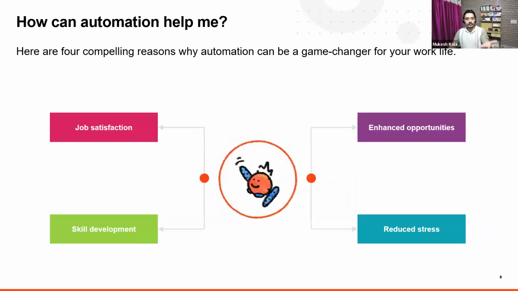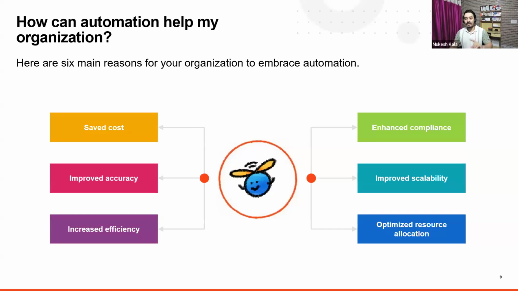How can it help you as an individual? Job satisfaction. If you are at a job, it will give you job satisfaction that you are doing something important. It is an important skill to be added. It has good opportunities, and if you're doing something creative, you are less stressed. And for companies, if you think from an enterprise point of view, why would a company invest in such automation technologies? Because first of all, it saves them cost, improves the accuracy.